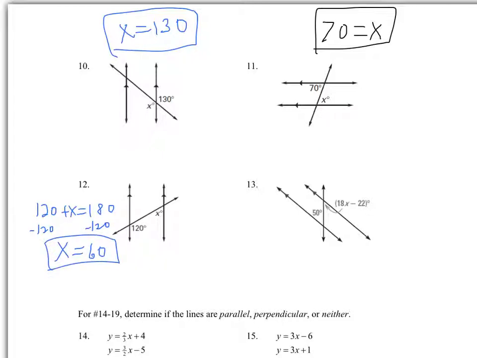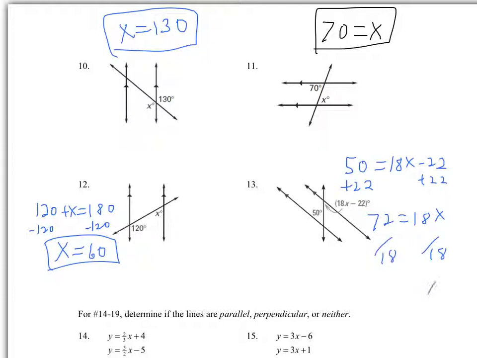All right, then number 13, we do have two parallel lines cut by transversal. These are alternate interior angles, and so those will be congruent. So we'll set them equal to each other. I would add 22 to both sides. So I get 72 equals 18x. Divide both sides by 18, and it does work out evenly to 4.